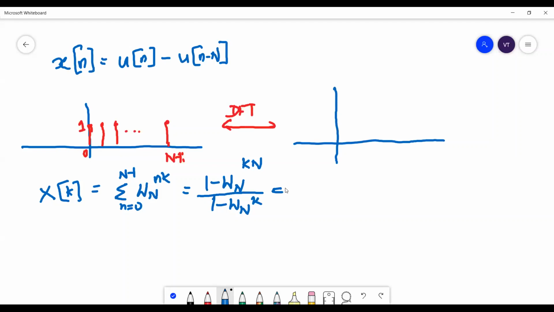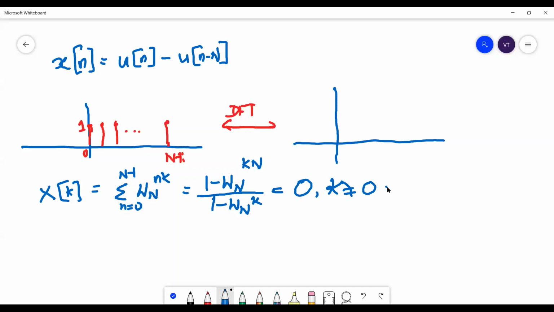It is e raised to minus j 2 pi, times N by N, so that N cancels out. That is equal to 1. So 1 raised to k is equal to 1. So what does the numerator become? It becomes 1 minus 1, so that is equal to 0, for k not equal to 0.